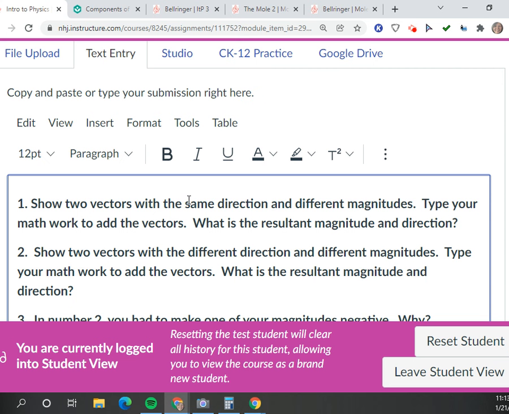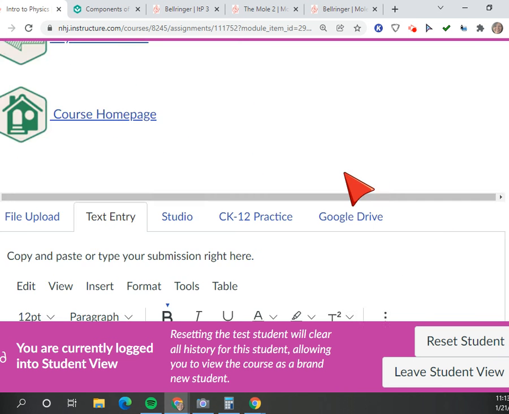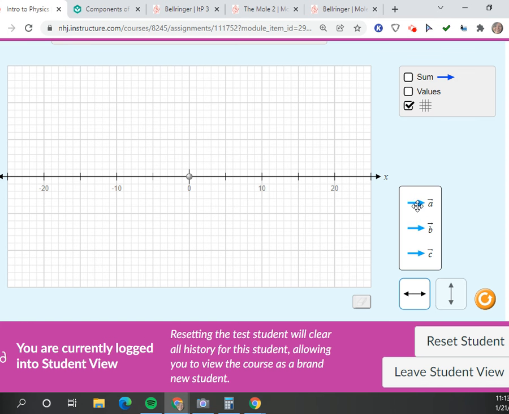Show two vectors. Well, we already did the first one. Show two vectors with the same direction and different magnitudes. Type your math work to add vectors. What is the resultant magnitude and direction? All right, so for this answer, type my math work to add the vectors. I'm already given the math work up here. I'm going to pull my vectors back in. Okay, here's my sum. And it needed to have different magnitudes. So 5 and 10 is 15.